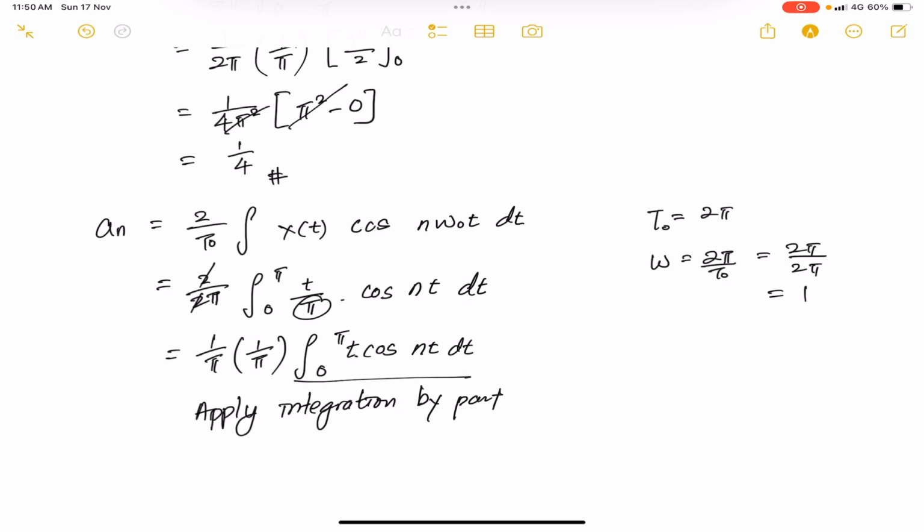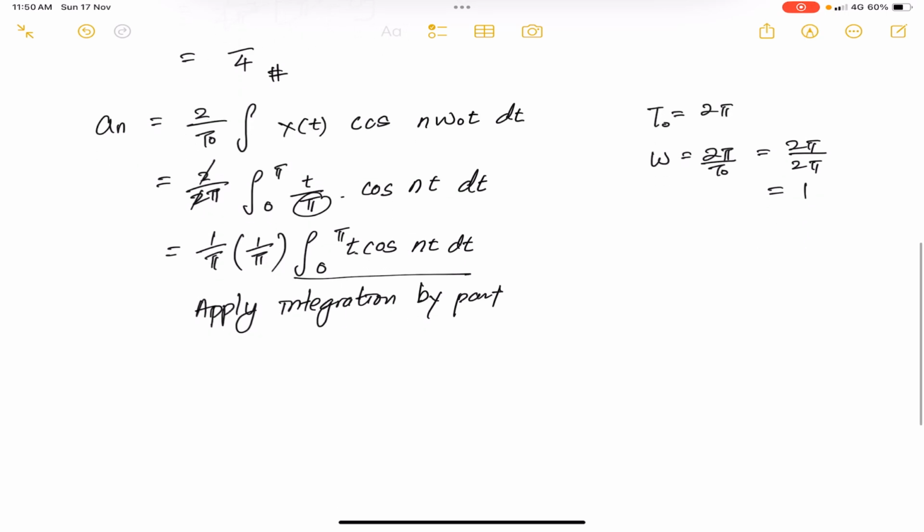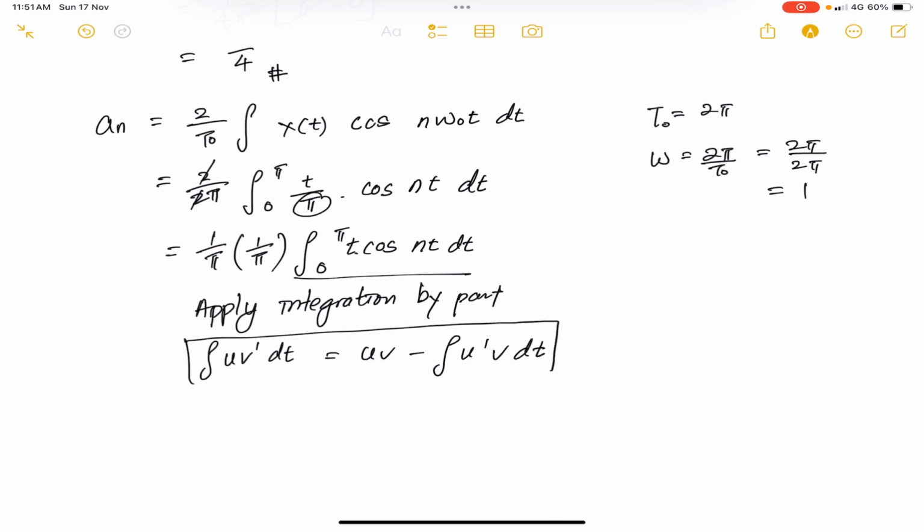For this one only, okay. So do you still remember the formula? The formula is integration of uv prime dt equal to uv minus integration u prime v dt. So this is the formula we are going to use to substitute the value.